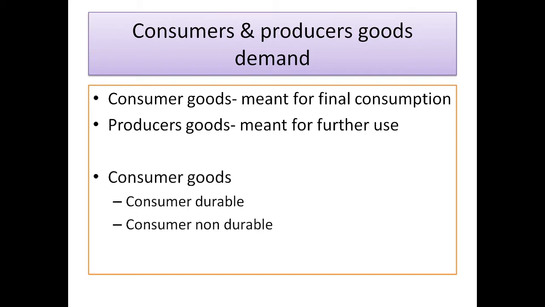Now see, we can say that there is a direct demand for consumer goods and derived demand for producers' goods. Consumers' goods are directly demanded by the consumers for consumption purpose. But the demand for producer goods is derived from the demand for other products. That's why it is known as derived demand. The consumer goods we can further divide into consumer durables and consumer non-durable goods.